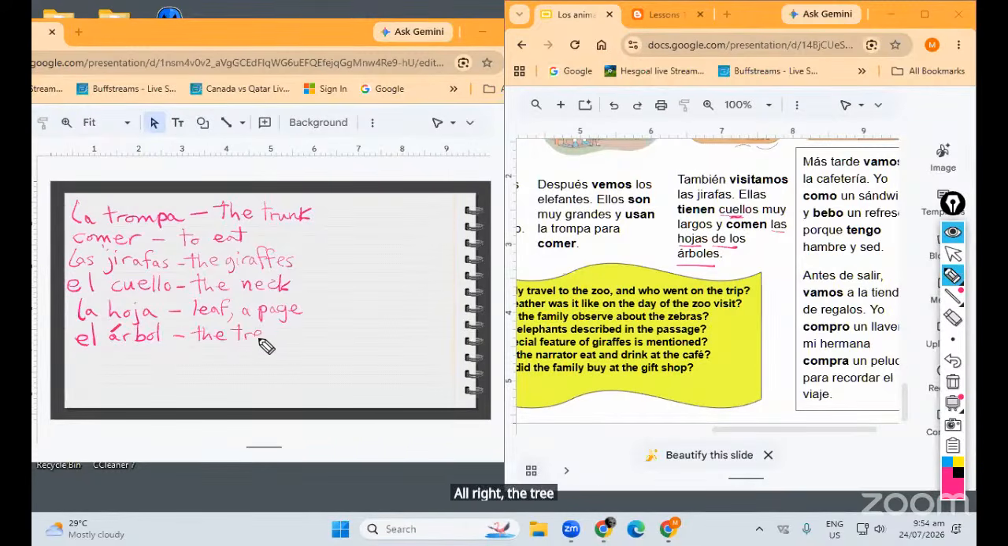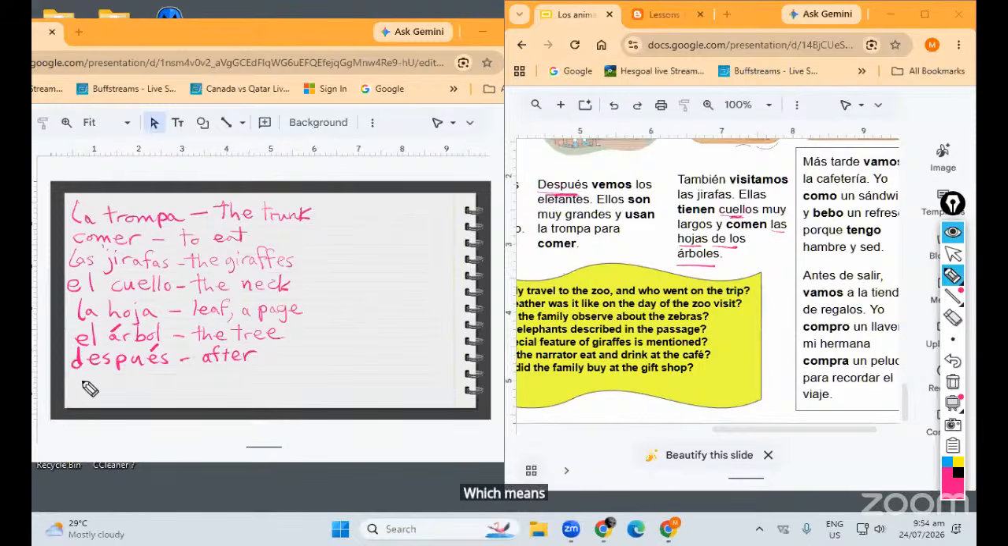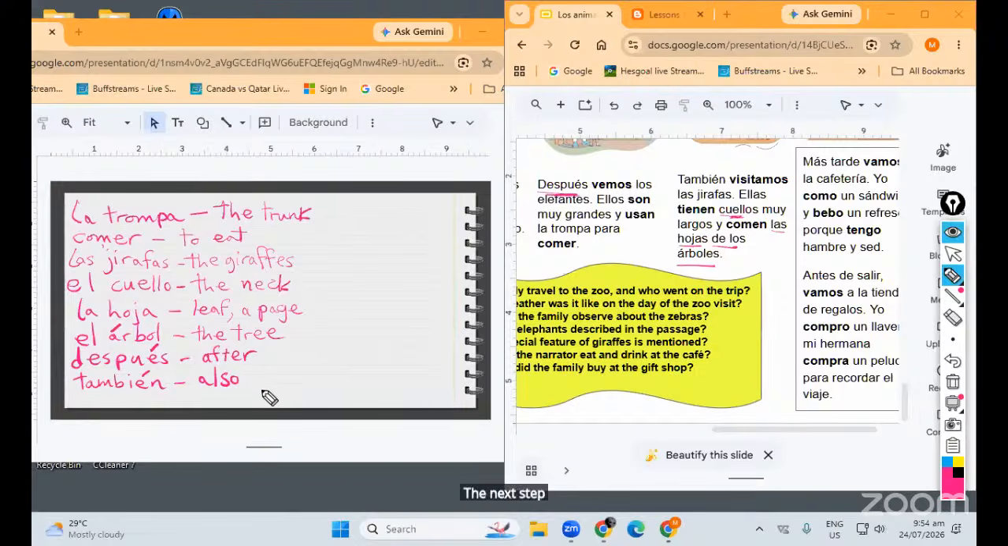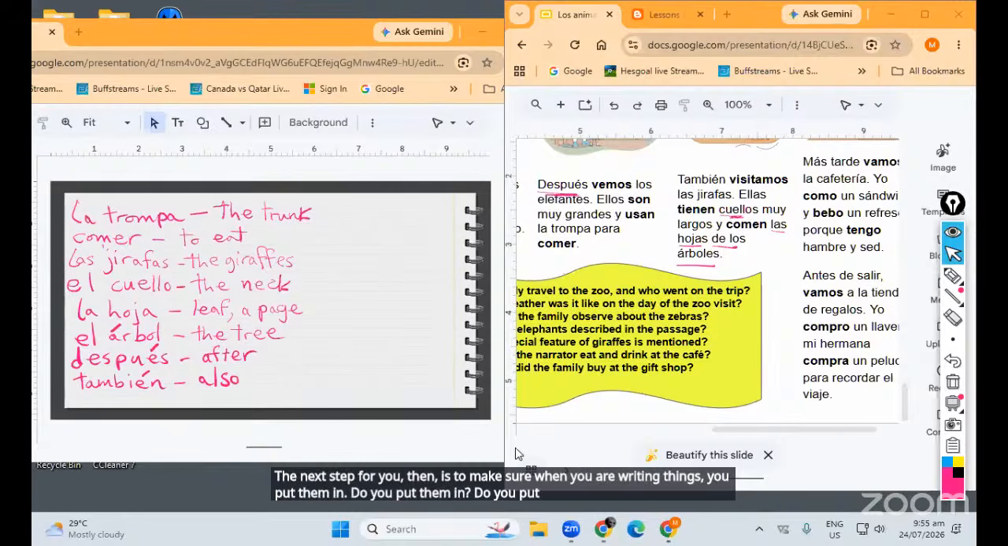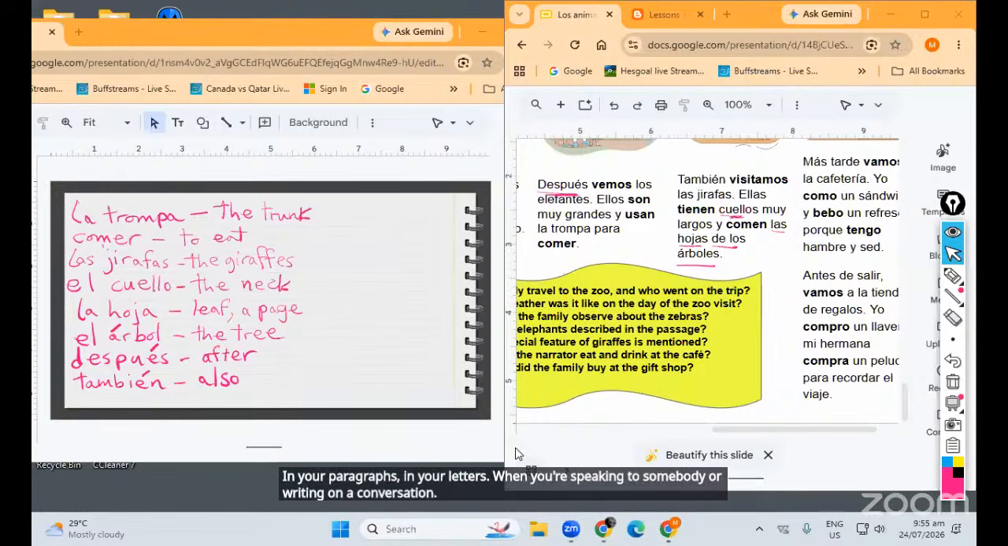Right, después, where is después? Después is back here. This means after. And as if we're saying después, let us also do también, which means also, right? Now, if you're saying to yourself, well, I already know these words, these are such basic words, después and también, the next step for you then is to make sure when you are writing things, you put them in. Do you put in conjunctions? In your paragraphs, in your letters, when you're speaking to somebody or writing in a conversation? They are good connectors to use, right?